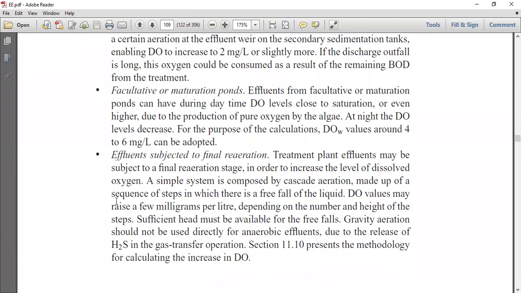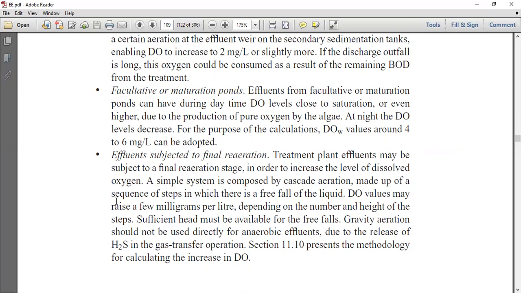Effluent subjected to final re-aeration: treatment plant effluent may be subjected to a final re-aeration stage in order to increase the level of dissolved oxygen. A simple system is a cascade aerator made up of a sequence of steps in which there is a free fall of the liquid. DO values may reach a few milligrams per liter depending on the height of the steps. Sufficient head must be available for the free fall.